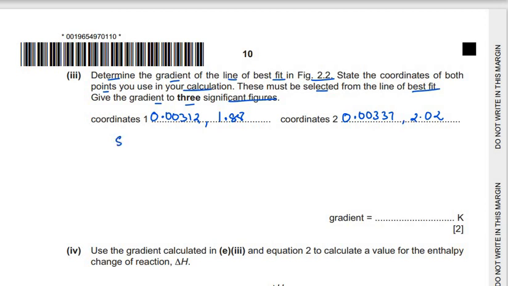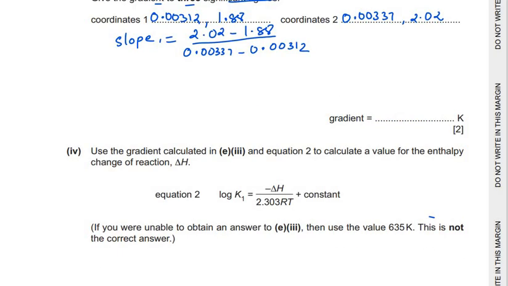Now if we want to find out the slope or the gradient, it is y2 minus y1 upon x2 minus x1. So here let's write 2.02 minus 1.88 upon 0.00337 minus 0.00312, and substituting all the values, I've got the value as 560. So it's 560 Kelvin is the gradient here.